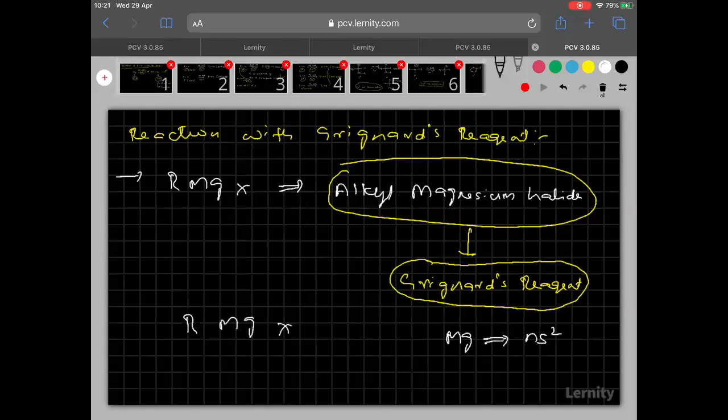So magnesium is a metal. Metal means metal has to lose electrons. Metal has to lose electrons. So magnesium contains 2 electrons in the outermost shell, and magnesium has to lose 2 electrons.